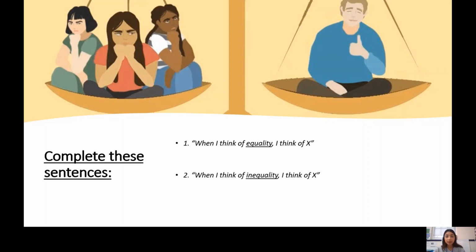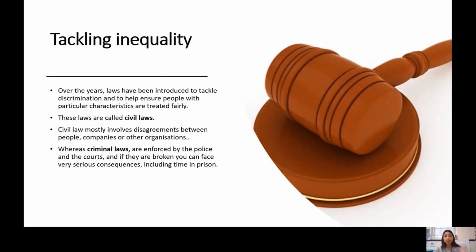So now we're going to begin the main part of our lesson, and we're going to look at tackling inequality and how Britain has tackled inequality. So over the years, laws have been introduced to tackle discrimination to help ensure people with particular characteristics are treated fairly. These laws are called civil laws. Civil laws mostly involve disagreements between people, companies, or organizations.